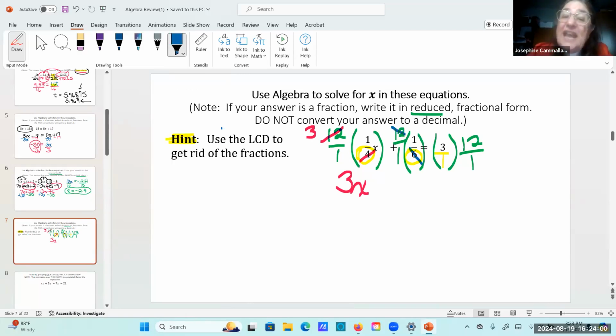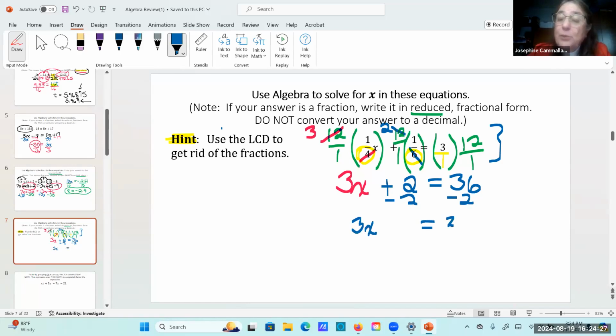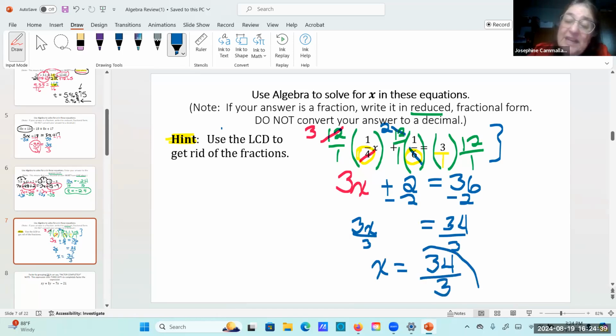This 6 and this 12, when I cross cancel, are going to give me 2. And this is going to give me 36. This was the hardest part of the whole problem, because now all I'm doing is subtracting 2. I get 3x is equal to 34. And when I divide by 3, my x is 34 over 3. This is my answer.